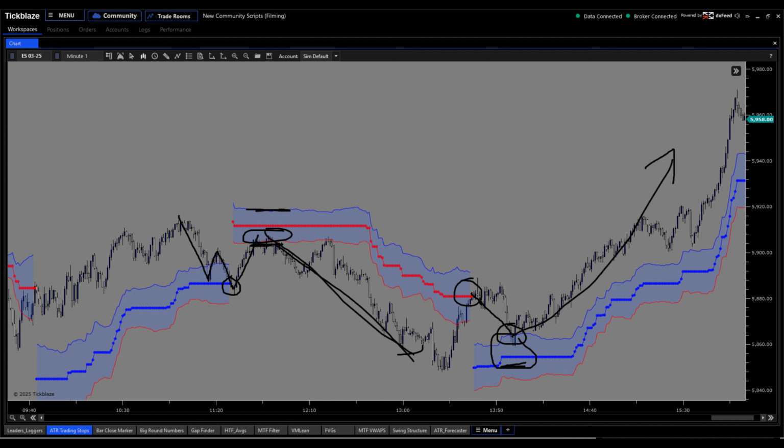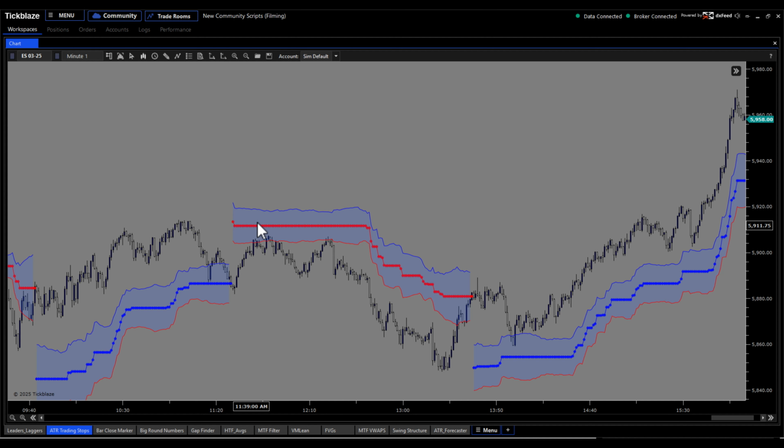There were two banger trades last Friday and this indicator caught them both. Now this is a free script. This is a free indicator for you to have fun and play with.